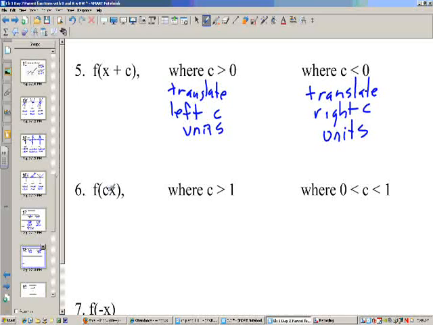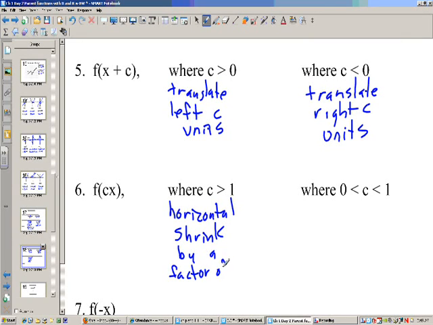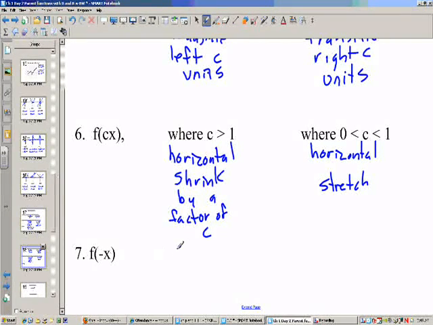Now if we have c inside the parentheses here and it's greater than 1, what that does is it's a horizontal shrink by a factor of c. And if it's between 0 and 1, it's a horizontal stretch. Now if it's f of negative x, that's going to be a reflection over the y-axis.